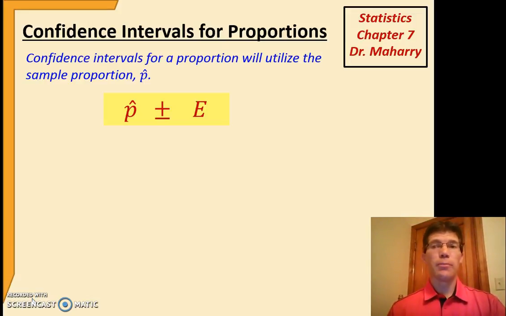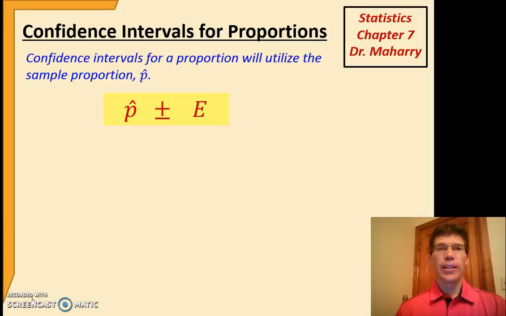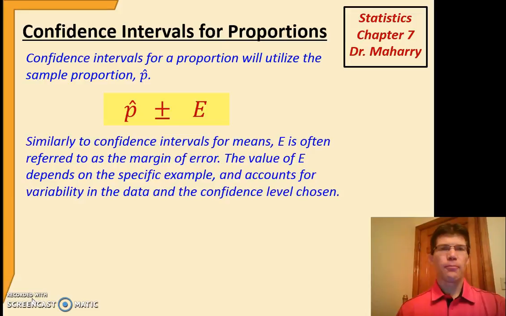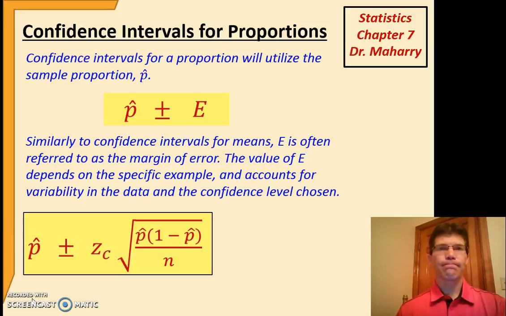And then we go a little bit above and a little bit below in an attempt to account for variability and our confidence level. So this E is going to depend on your sample size, it'll depend on the variability in your proportion and your sampling process, and the confidence level chosen. So here's the formula. Similar to the means, we center around p hat, and then we have this plus or minus. So we'll add this amount and subtract this amount to create an interval that we can be confident that the true proportion falls in.